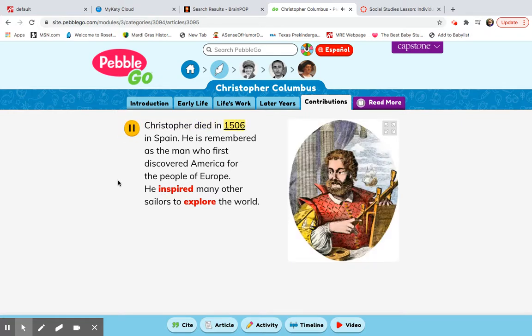Christopher died in 1506 in Spain. He is remembered as the man who first discovered America for the people of Europe. He inspired many other sailors to explore the world. Okay, so here's a little bit about Christopher Columbus and his contributions.